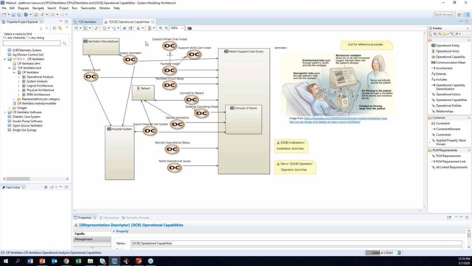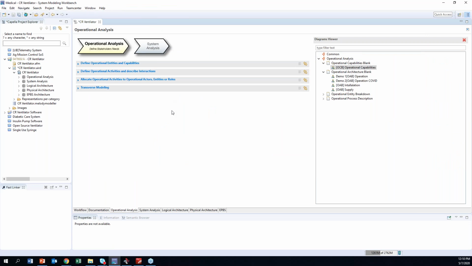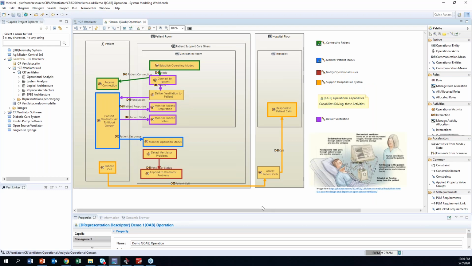But these capabilities are connected together as a flow. It's almost like a process that they actually have to go through when you're working with a product. So in this case, I'm going to show the flow of activities that you would typically have. I'm showing here clinicians in the room establishing the operating modes of the system, connecting it to the patient, and delivering the ventilation, which converts the air to blood oxygen. You monitor the patient's respirations, you monitor the patient's vitals, the clinicians doing that.